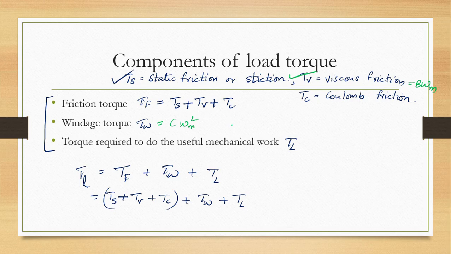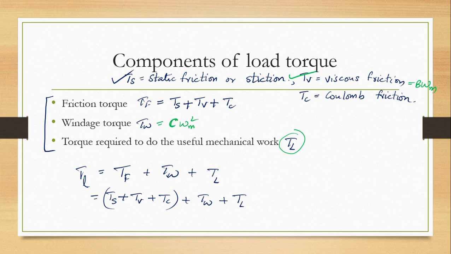The main example is a fan. Whenever the fan is rotating, the wind is providing an opposition to the motion, and this will create a torque. Using that example, you can say the fan is your greatest example. And from this example, you can see that the windage torque is proportional to speed squared. You can see TW is denoted, removing the proportionality with a constant C, so C omega m square. Finally, you have the torque required to do the useful mechanical work, and this torque depends upon the application.